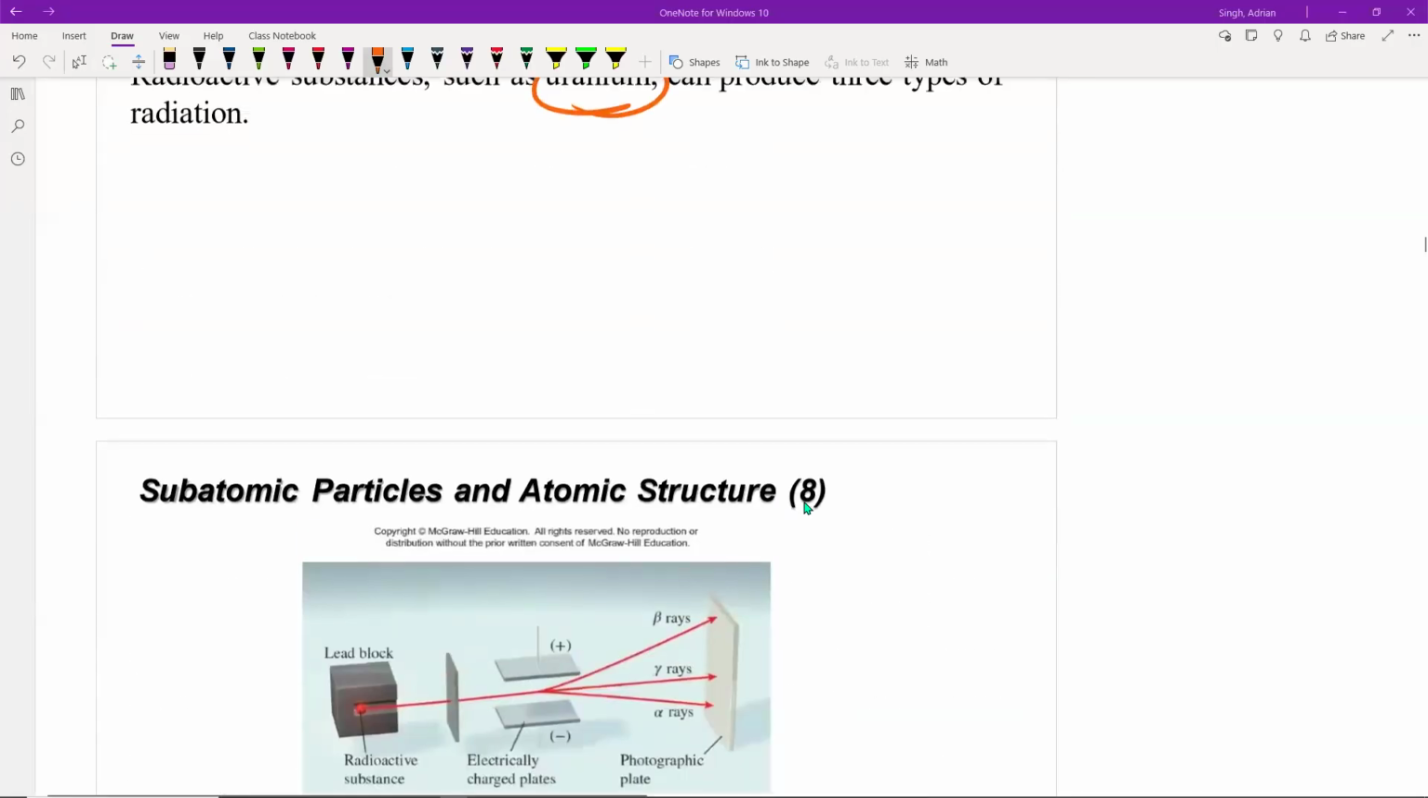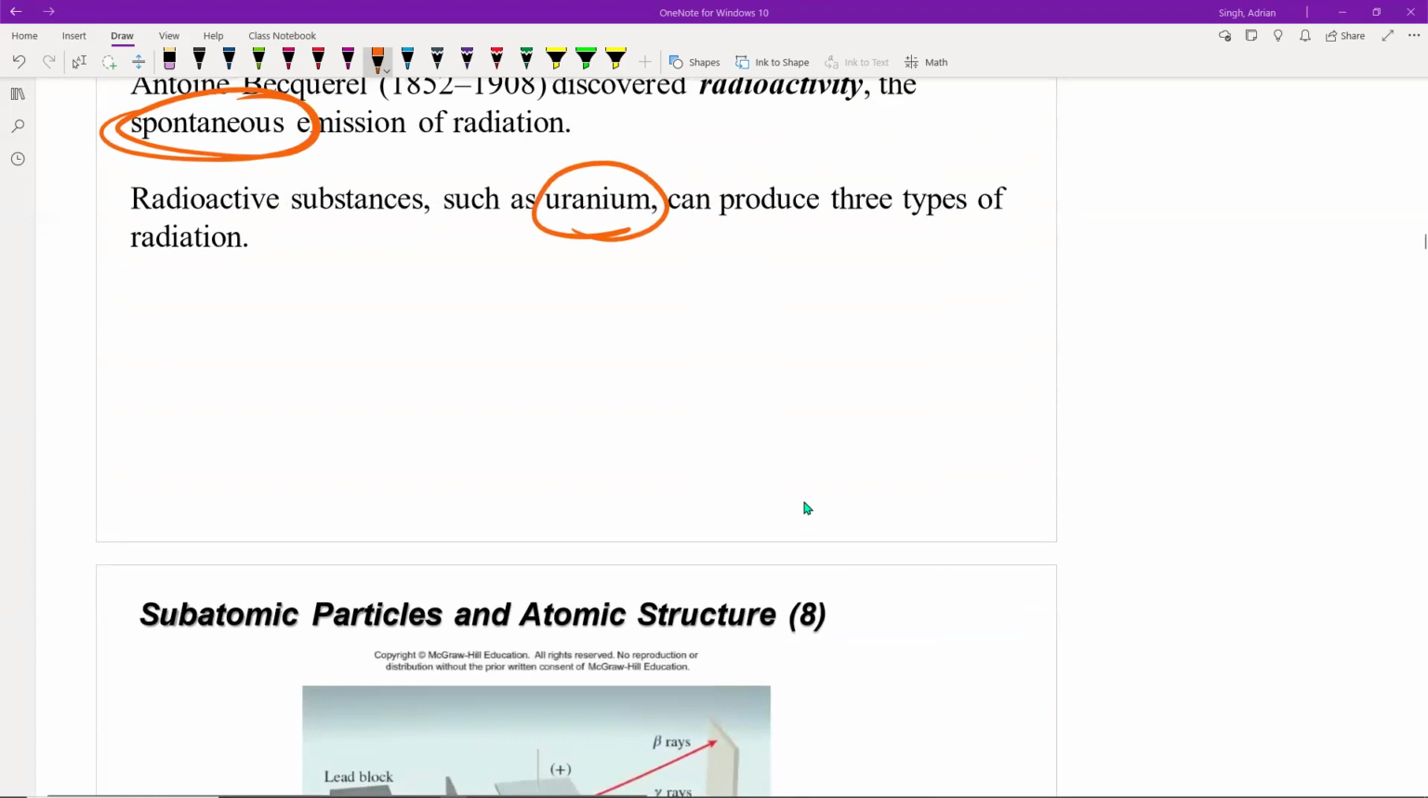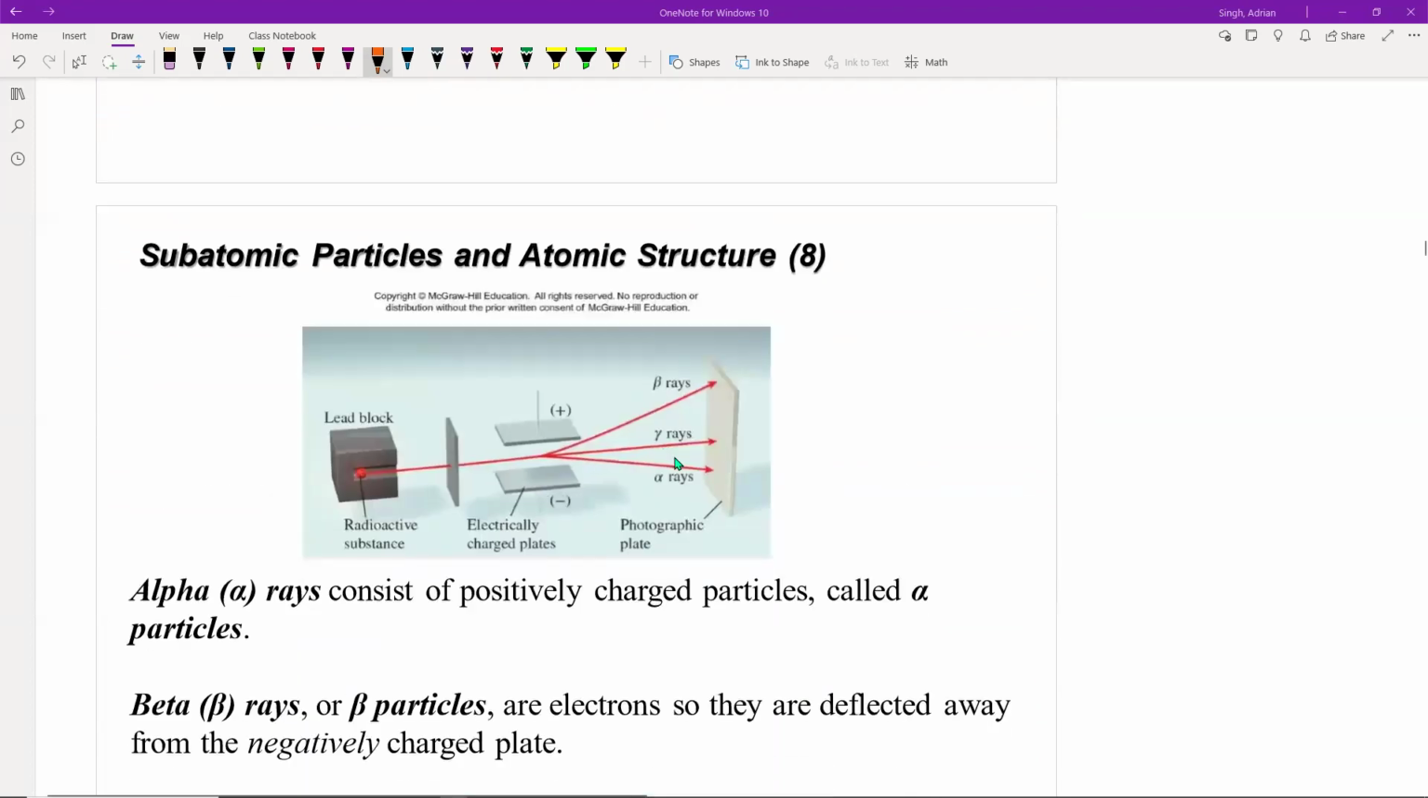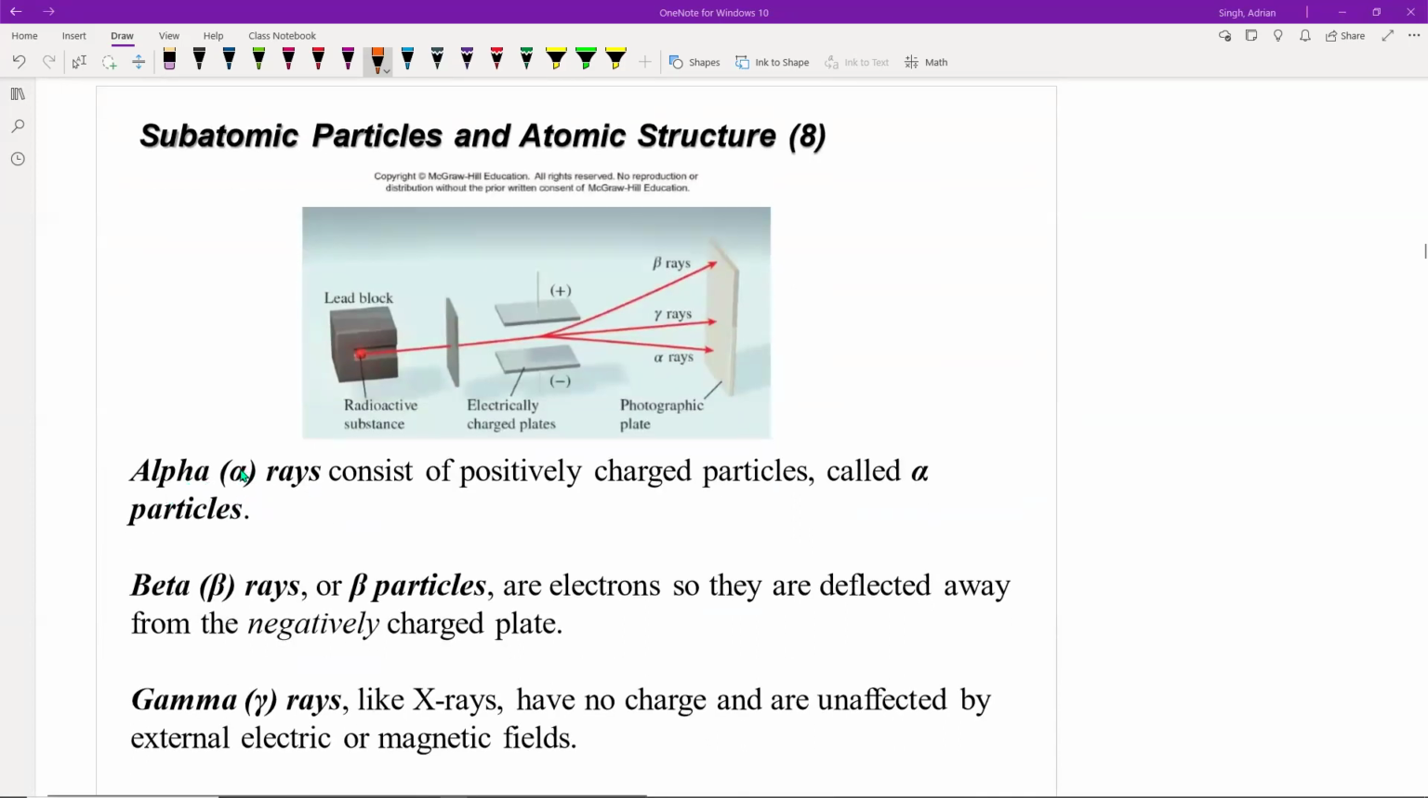So what are these types of radiation that could be produced? Well, there are 3 types of radiation that they observed. So we have the names along with the symbols for these. So they are alpha rays. If you can imagine this lead block here that contains a radioactive substance, a lead block is there to protect people around it, and then we can force the radiation to go through just a confined path. And what they found was that alpha rays, so this is the symbol for alpha, consist of positively charged particles called alpha particles.